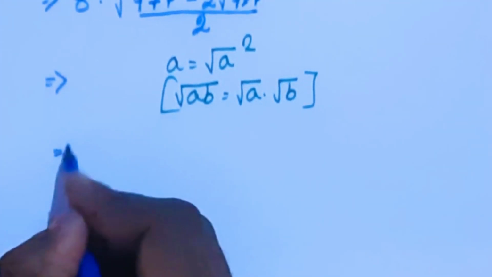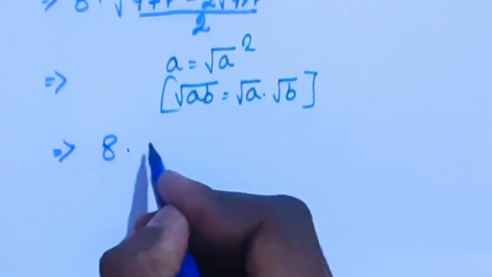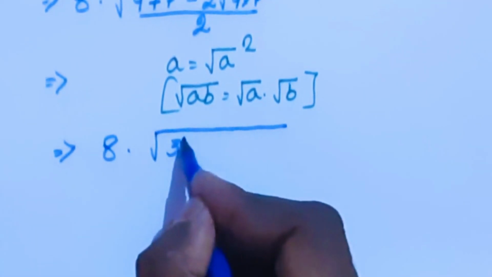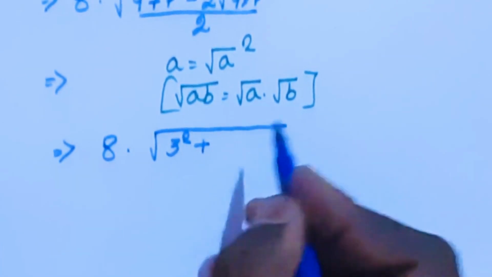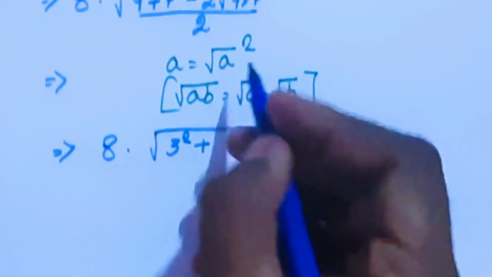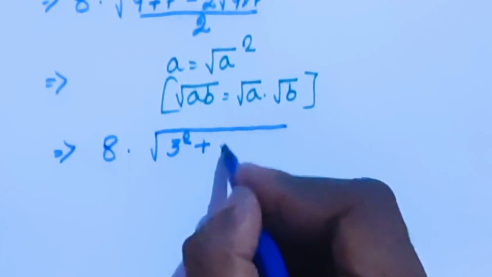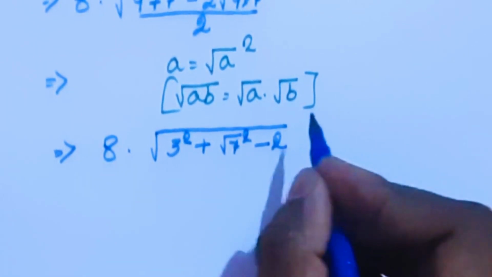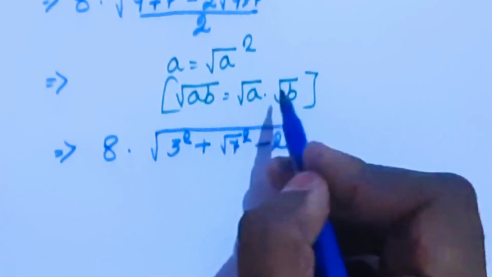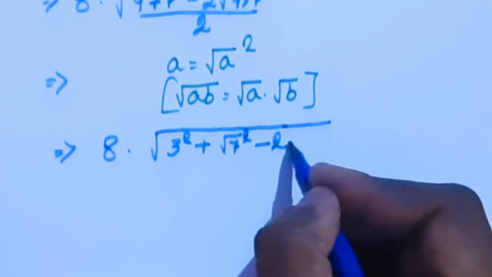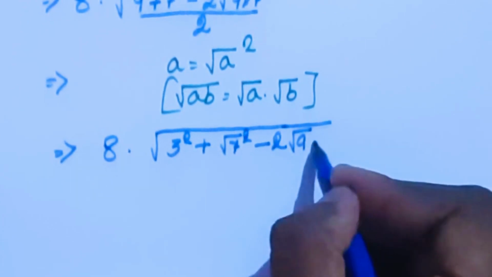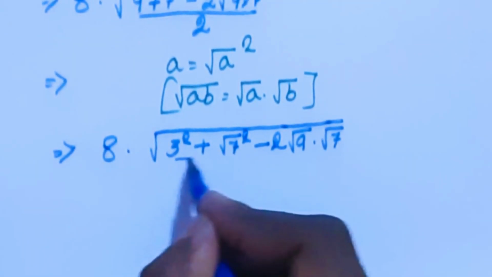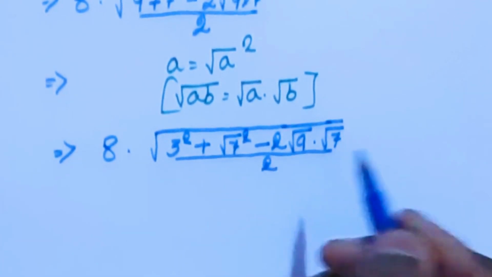So 8 times square root of 3 square plus, for this 7 we can apply this formula, square root of 7 square, minus 2. We are going to apply this square root formula here. So square root of 9 times square root of 7, by 2.